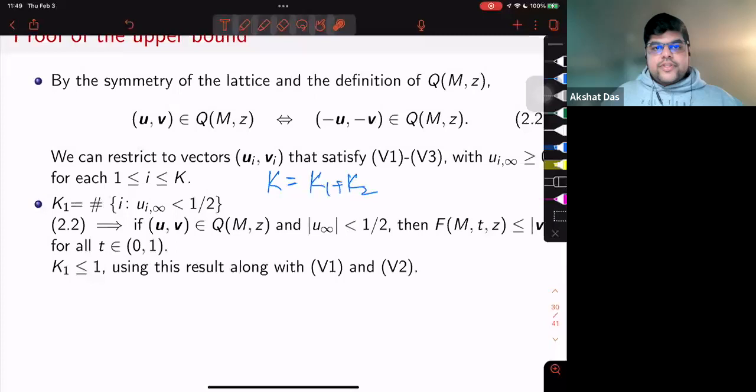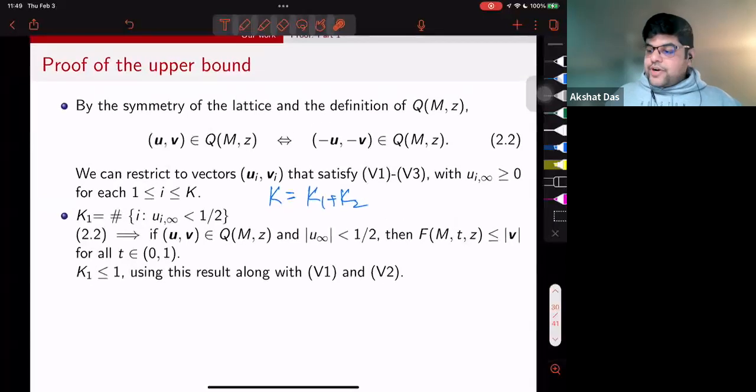In order to prove the upper bound for k1, a very important lemma that we have is that if there is a lattice vector or a lattice point in Q_m(z) which has this property that the real component of the first component is less than half, then the value of f for this particular collection will always be bounded above by the absolute value of the second component. So this is a very important proposition that we have.